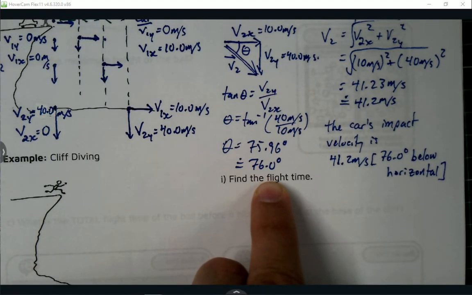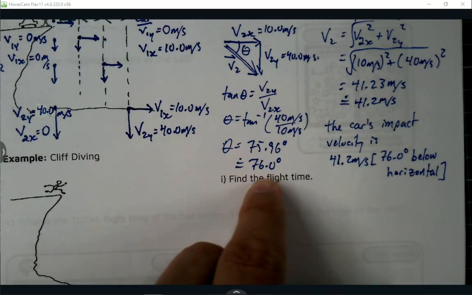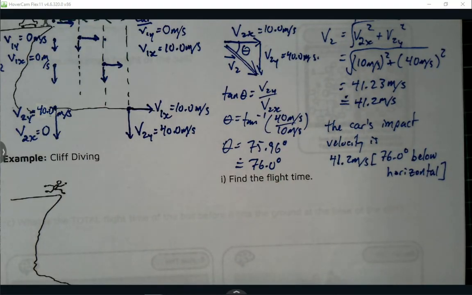Like I said, if I was launching a car off of a ramp, I might have said above horizontal. But this is below the horizontal. It's coming in at an angle downward. 76.0 degrees below horizontal.